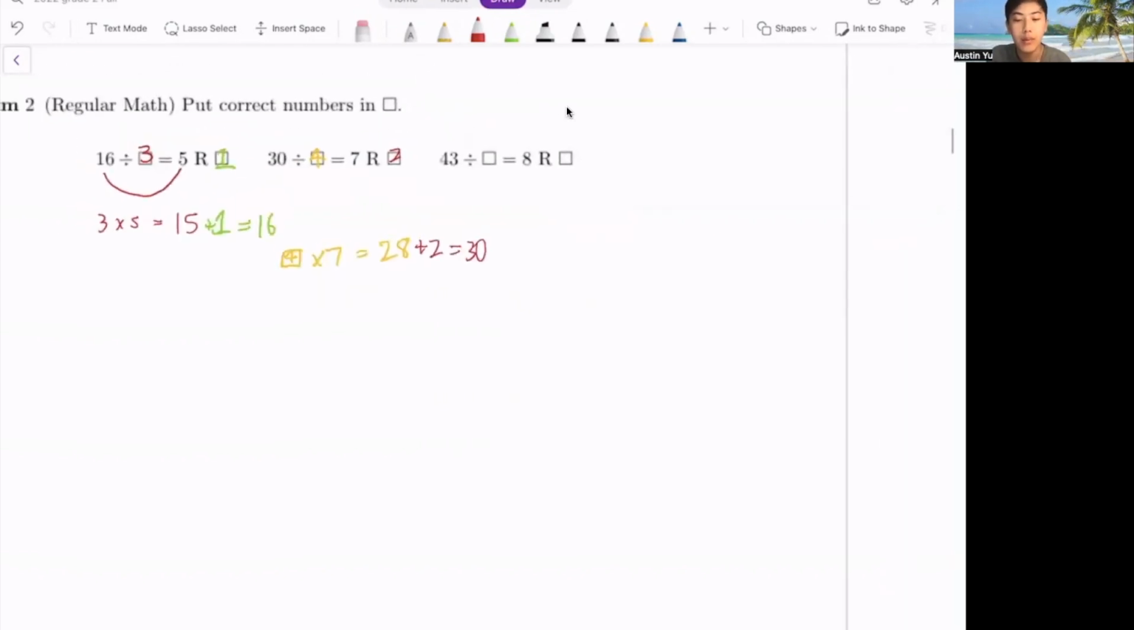And for the final problem, in blue this time, 43 divided by something equals 8 remainder something. This time we can do something times 8 equals 40.